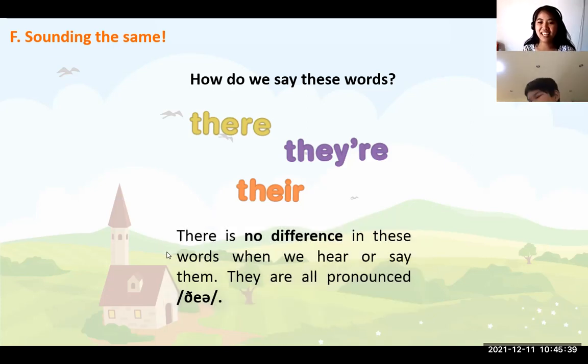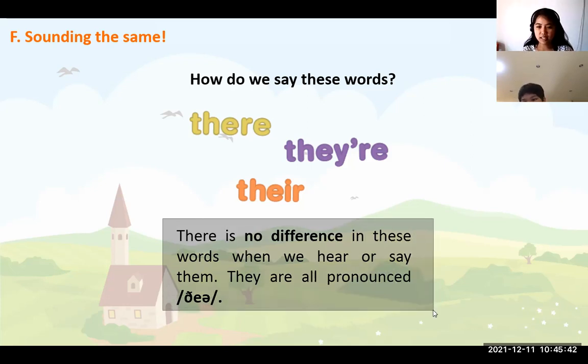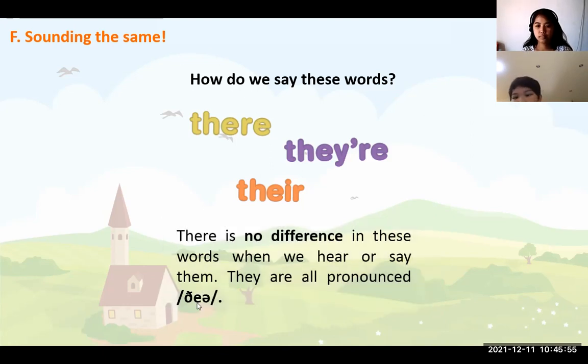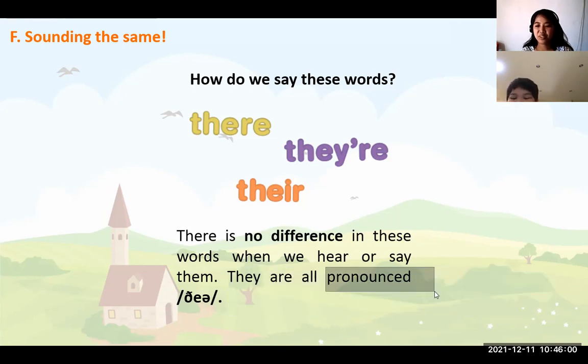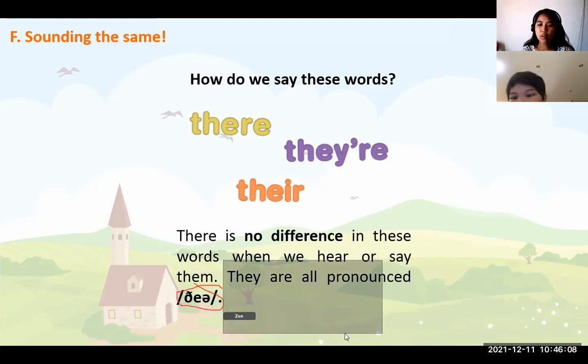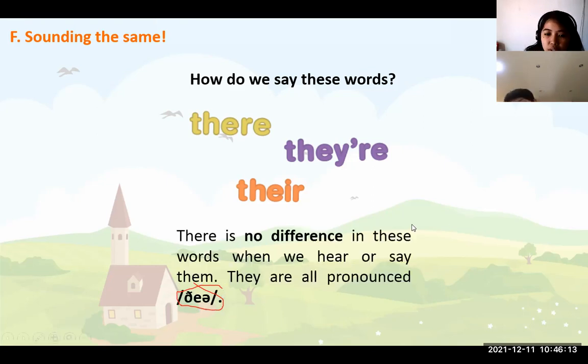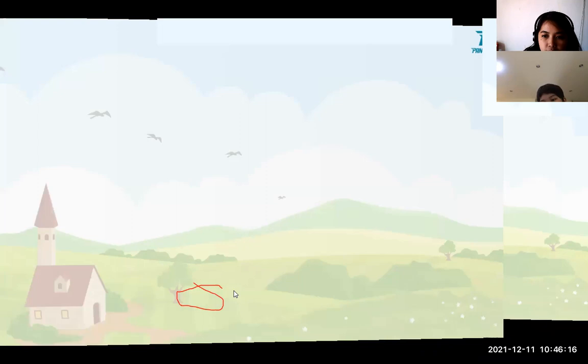Okay, so can you please read this one, Zen? There is no difference in this word when we hear it or say it in all positions. This is pronounced... And what is wrong with this one? So they are all pronounced there. Okay, so do you have any question regarding this one?